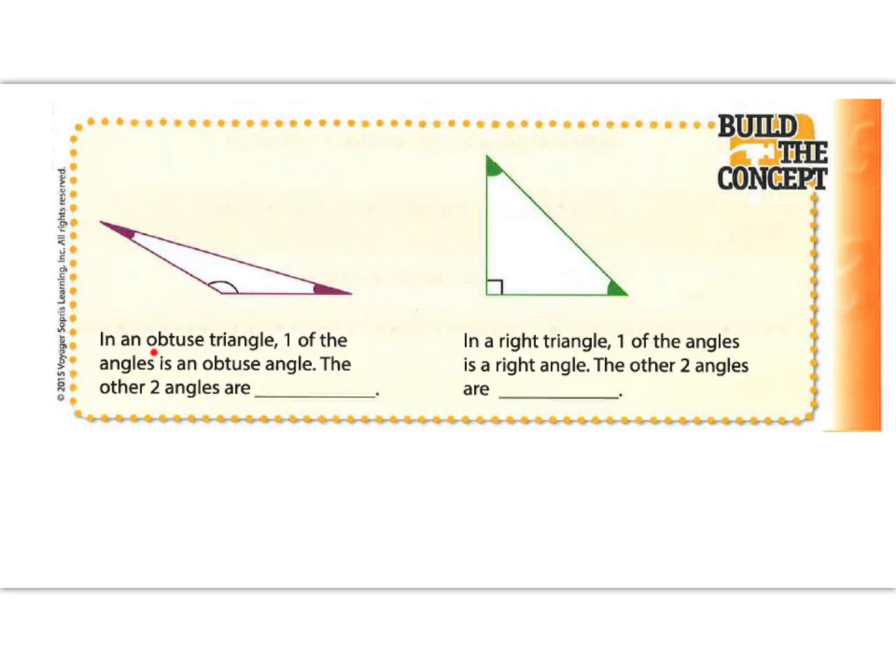So this says, in an obtuse triangle, one of the angles is an obtuse angle. If we look at these two angles in an obtuse triangle, we always have one that is more than 90, but that means that the other two are acute. This says in a right triangle, one of the angles is a right angle. The other two angles are also acute. They are not more than 90.